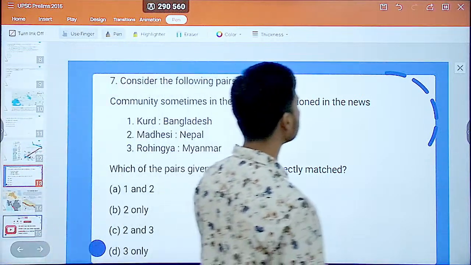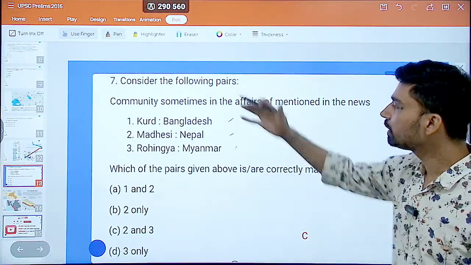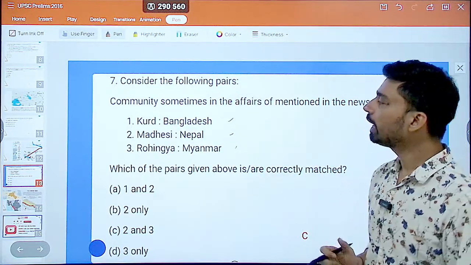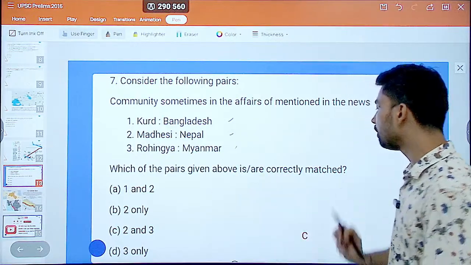The next question has been asked about communities. Which communities are residing in which of the given regions of the world? We have Kurds, Bangladesh; Madhesi, Nepal; Rohingya, Myanmar. Which of the pairs given above are correctly matched?